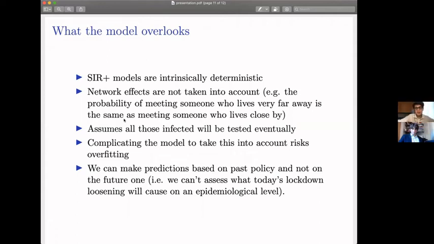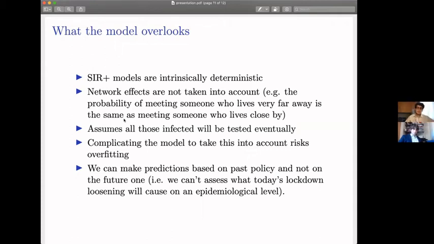Also, what I think is the most important problem with this kind of modeling is that network effects are not taken into account. For example, it means that somebody who lives in the southernmost point of Sicily has exactly the same chance of meeting somebody who lives in the northernmost point of Lombardy as somebody who lives very close by. And we know that network effects are really important. We know this from our regional analysis. Some regions are experiencing very high numbers of cases, while others are luckily spared by the epidemic, somewhat spared at least.